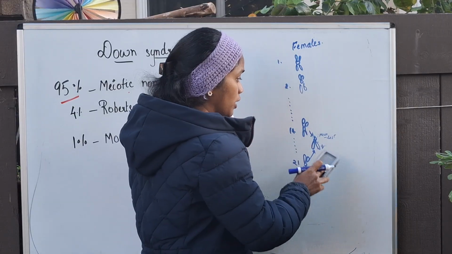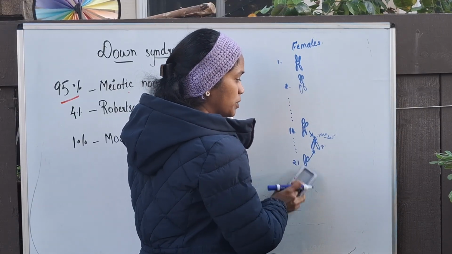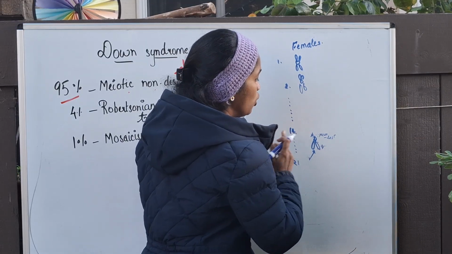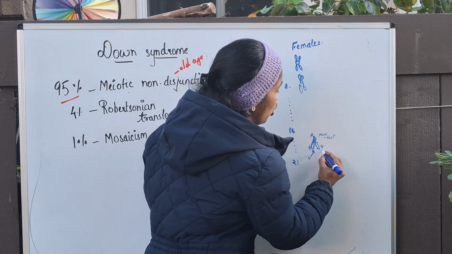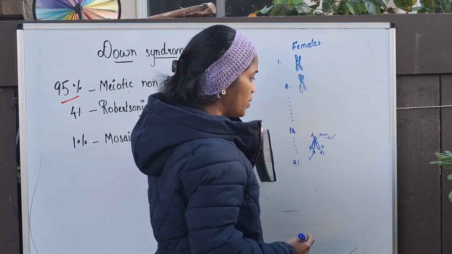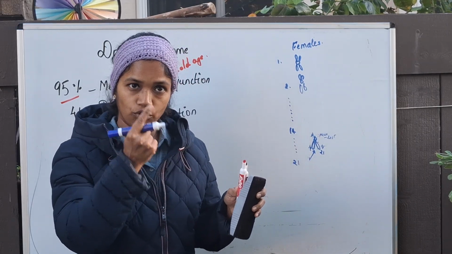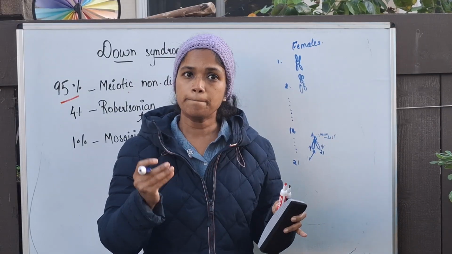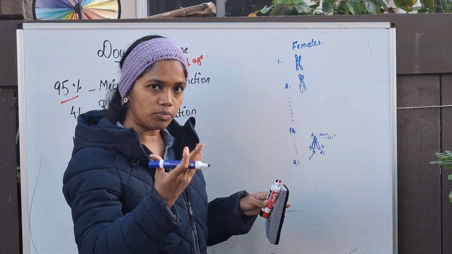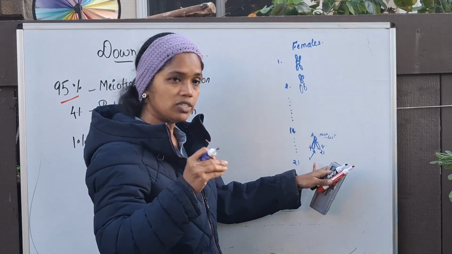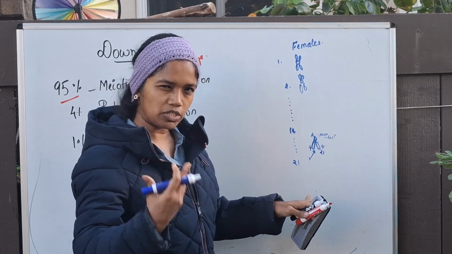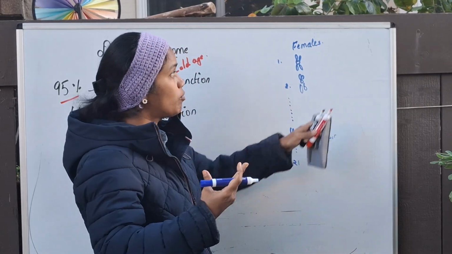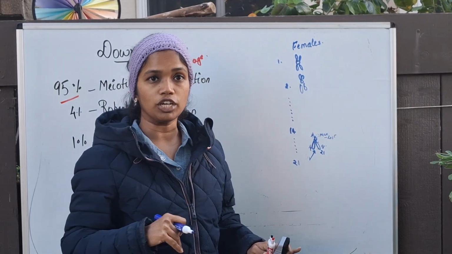So in Robertsonian translocation, it is not present as separate chromosomes, but instead it is fused together. The long arm of 14 and the long arm of 21 are attached together. So they don't have the short arm of 14 and they don't have the short arm of 21. The P arm is lost. But the P arm is not very important. All the genetic information is present in the Q arm, which is almost all that is needed. Therefore not many symptoms are shown in females with Robertsonian translocation.